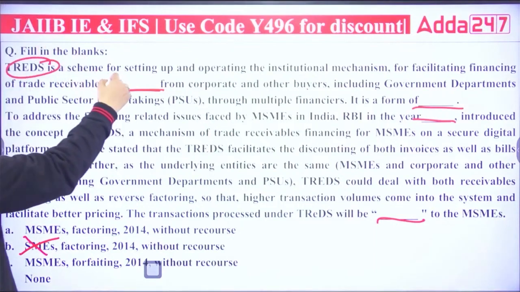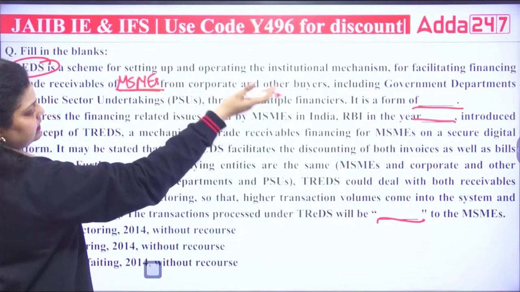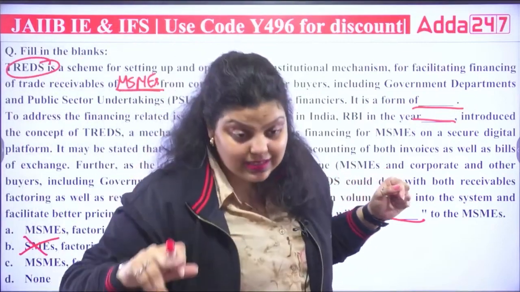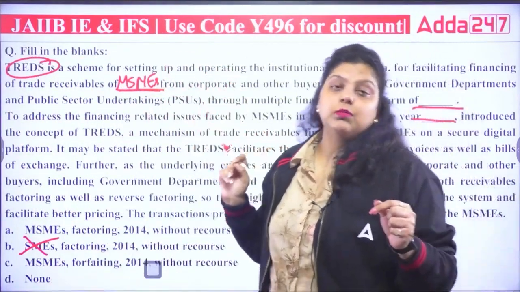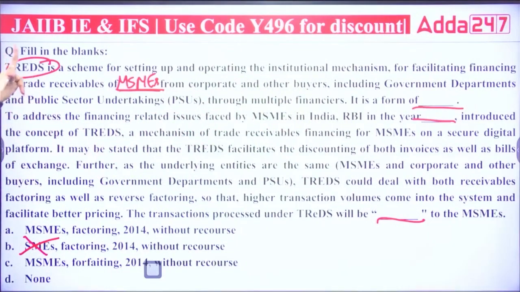So when micro, small and medium enterprises are selling their goods to any of these parties, and these parties have given them an invoice or trade bill which says that the payment will be done in the future, in that situation the MSME can take the immediate cash facility here.